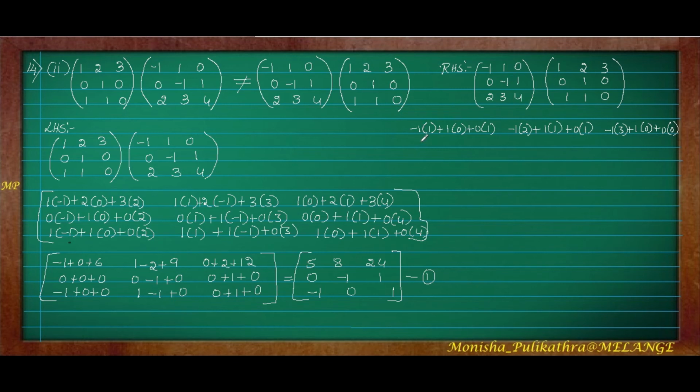Next to the second row. 0 into 1 plus minus 1 into 0 plus 1 into 1. So next is 0 into 2 minus 1 into 1 plus 1 into 1. Next is 0 into 3 minus 1 into 0 plus 1 into 0. So next the third one. 2 into 1 plus 3 into 0 plus 4 into 1. 2 into 2 plus 3 into 1 plus 4 into 1. 2 into 3 plus 3 into 0 plus 4 into 0.